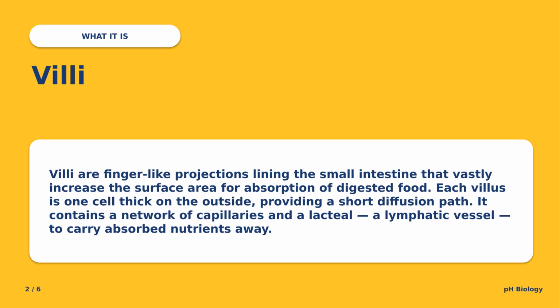Villi are finger-like projections lining the small intestine that vastly increase the surface area for absorption of digested food. Each villus is one cell thick on the outside, providing a short diffusion path. It contains a network of capillaries and a lacteal, a lymphatic vessel, to carry the absorbed nutrients away.